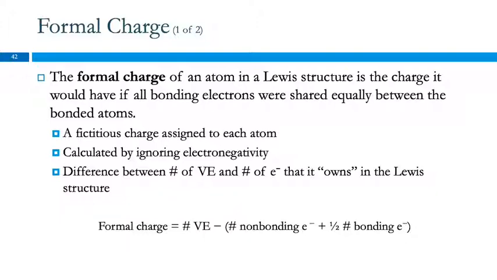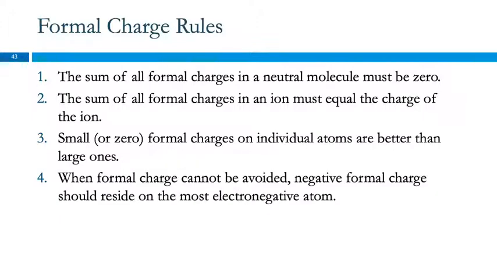So do you leave with the same amount you came with? And so it's easier when we actually have a molecule to deal with. But some rules here, and they're kind of similar to those for oxidation states. The sum of all formal charges in a neutral molecule has to be 0. The sum of all formal charges in an ion has to equal the charge on the ion. Small or 0 formal charges on individual atoms are better.